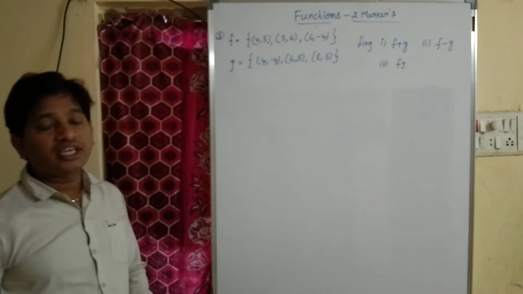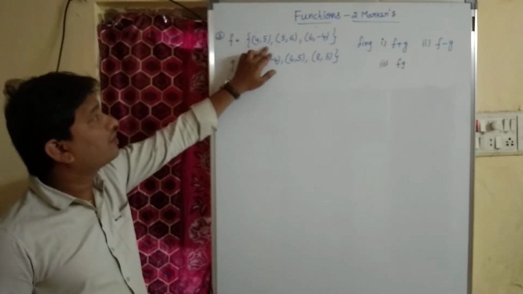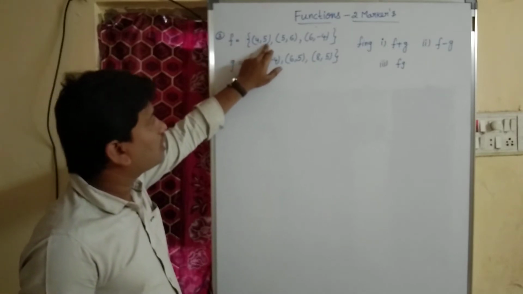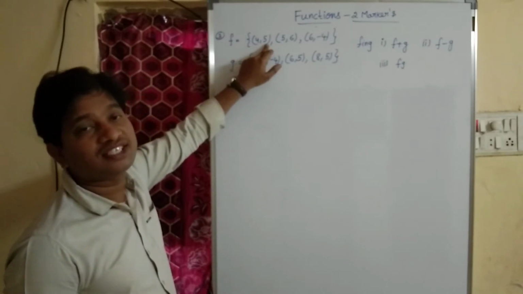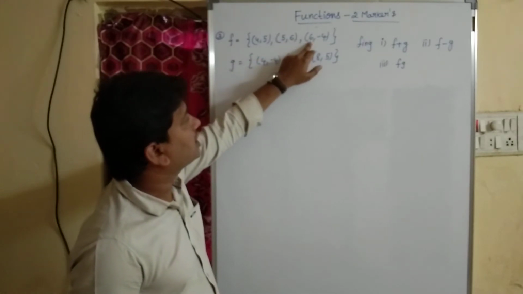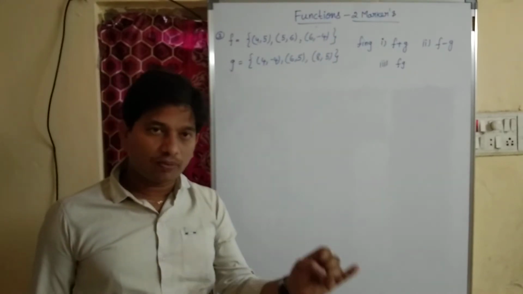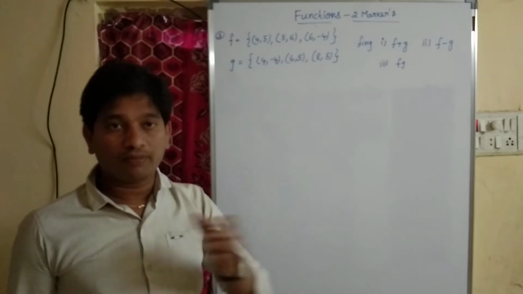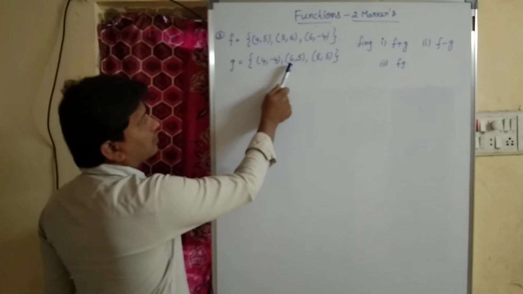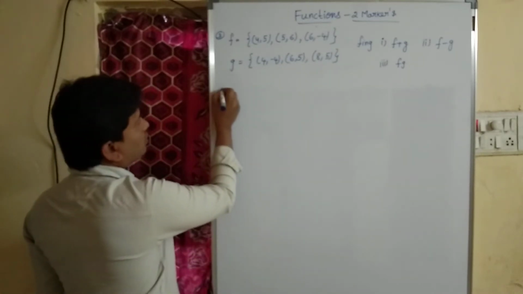So children, listen carefully. F is equal to a set of (4,5). Here 4 is called the domain and 5 is called the codomain. Also we call it the range. 5 is domain, 6 is codomain. 6 is domain, minus 4 is codomain. The x coordinate we call the domain, the y coordinate we call the codomain. Similarly here also domain, codomain, domain, codomain, domain, codomain. Okay, so this question is easy only, children.